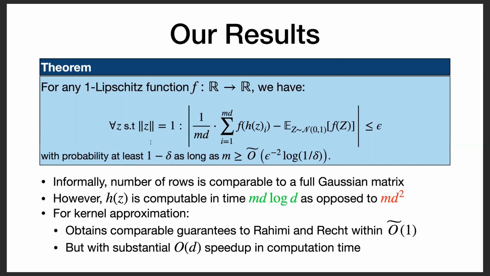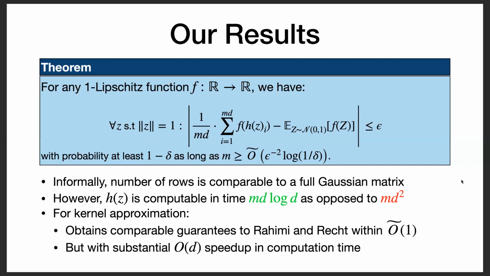matrix. And this concentration holds uniformly over all of the possible inputs to this randomized transformation. It achieves this property while retaining the nice computational aspect that this transformation is computable in time m d log d as opposed to m d squared. And for the specific application of kernel approximation, we achieve comparable guarantees to those achieved in Rahimi and Recht for the fully Gaussian random transformation, with a substantial order of d speedup in computation time.